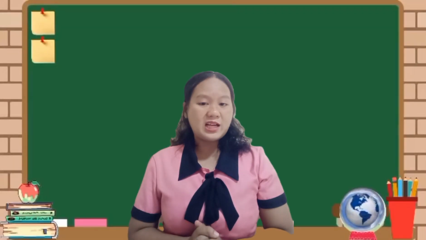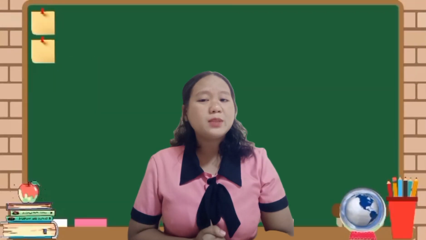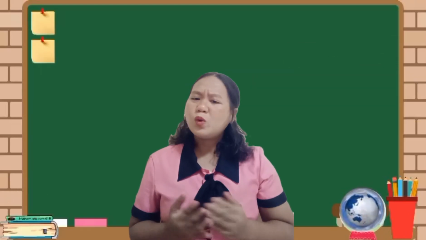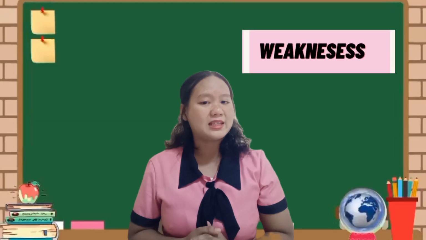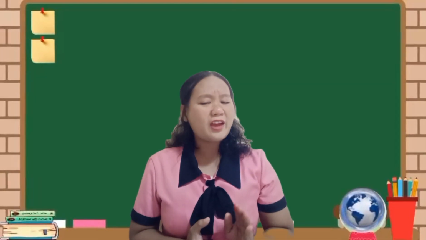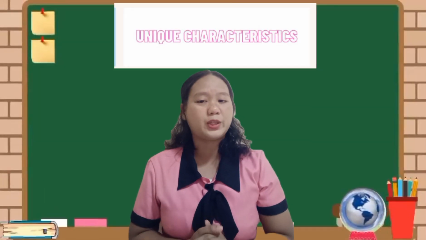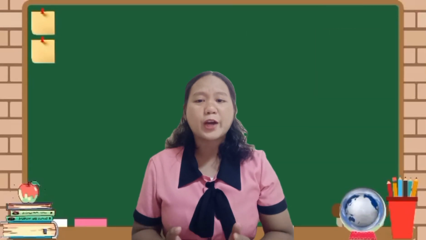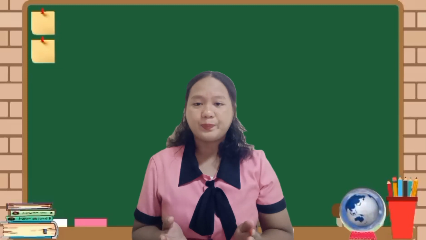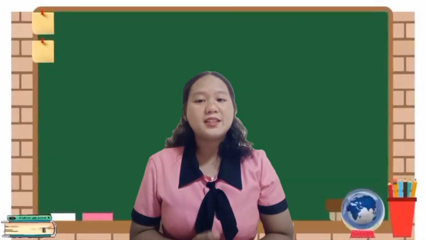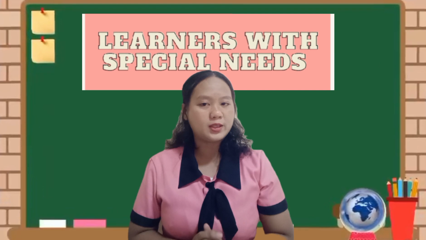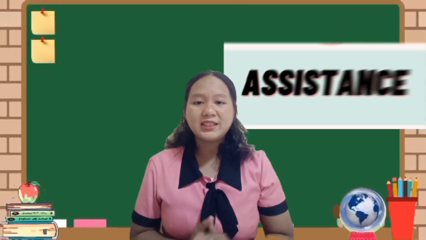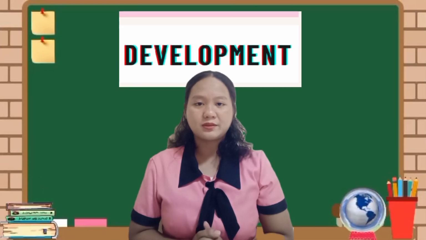Each and every one of us is unique. We are not perfect because we have our own flaws and imperfections. We have our own strengths and weaknesses. Have you noticed there are learners who have unique characteristics, unique facial features, and different shapes compared to normal students like you? It is because they are learners with special needs, meaning to say they need more attention and more assistance for their development.